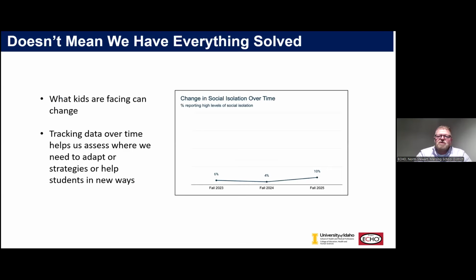But in turn, there's also still work to be done. What we've seen with the most recent survey is, as we've tried to work on improving social connection and trying to address that social isolation, we do see right now the kids that are suffering from the highest level of social isolation, that has actually gone up. So there's still work to be done, even for school districts that have been doing this for a long time. There's still continued work every year that's like a roller coaster ride as you try to address those needs.